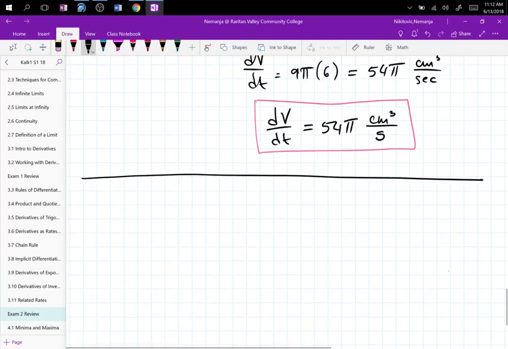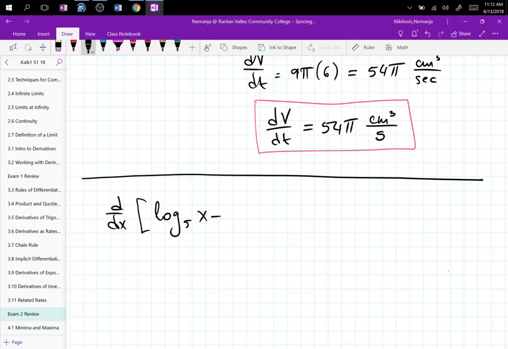Sure, what's the problem? Find the derivative of f of x equals log base 5 of 2x plus 1. All right, great. Well, thank you. Didn't she say 2x plus 1? Yeah, 2x. She did. Okay, good. Thank you.